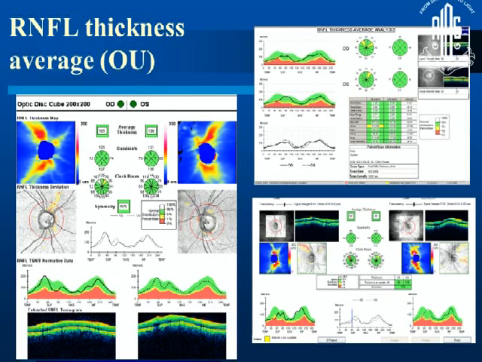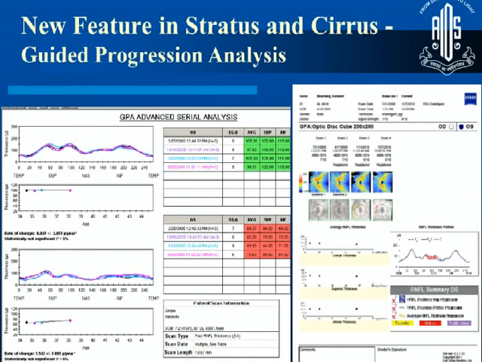But these are what the images look like. They have also incorporated a GDX reflectance image in the Cirrus OCT, which wasn't there in the Stratus. The new feature in both, which is pertinent to glaucoma, is a guided progression analysis. It's called the GPA because all of us are so used to the GPA on the Humphreys. So they obviously couldn't call it a glaucoma progression analysis.